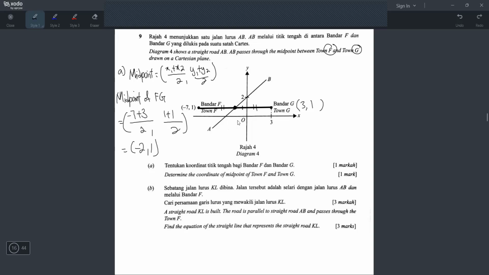So this -2, 1 is this point right here, right? So now we have our midpoint. Now we get 1 mark already. Okay, so you get 1 mark for this.